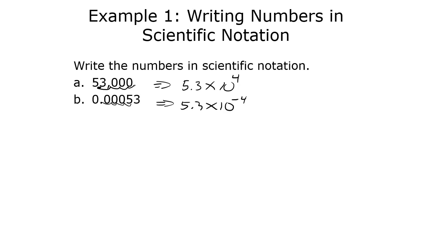You can also always remember that a positive exponent means you're going to have a big number, right, with trailing zeros, and a negative exponent means you're going to have a really small number with leading zeros.